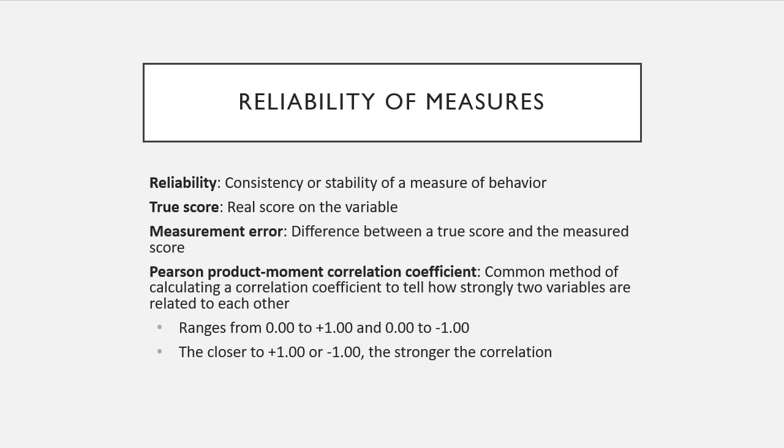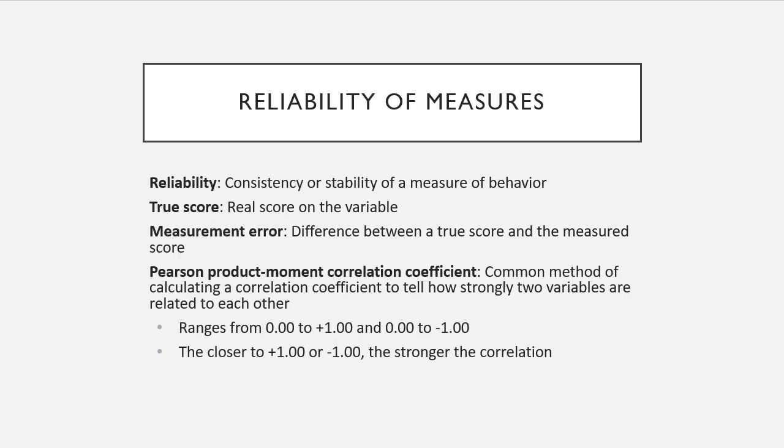There can be some error there, and we call that measurement error. The difference between the true score and the measured score is what we call measurement error. And when we use a concrete example like a bathroom scale, there are ways to determine if our bathroom scale is accurate using some established weight consistencies.